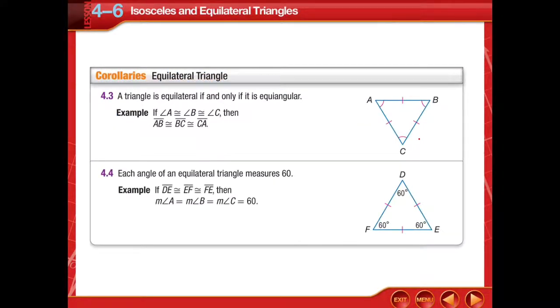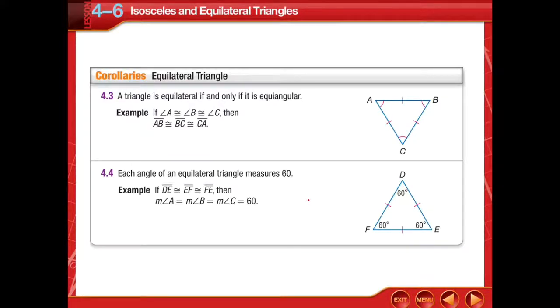Here are the equilateral triangle corollaries. Remember, corollaries do not require the same amount of proof as a theorem. A triangle is equilateral if and only if it is equiangular. So if all three angles are congruent, that tells us that all three sides are also congruent.